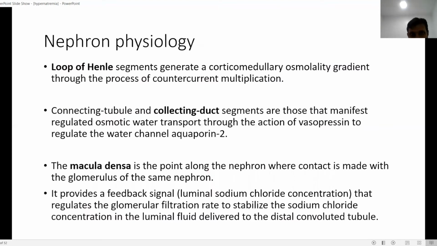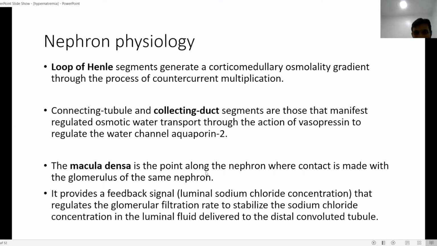The loop of Henle segments generate a corticomedullary osmotic gradient through the process of countercurrent multiplication. Connecting tubule and collecting duct segments are segments that manifest regulated water transport through the action of vasopressin to regulate the water channel aquaporin 2.